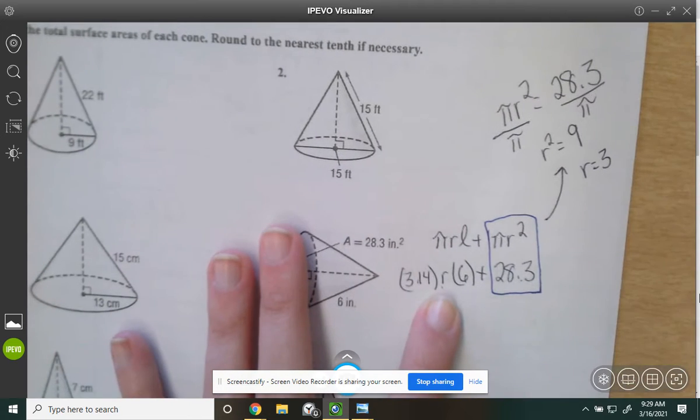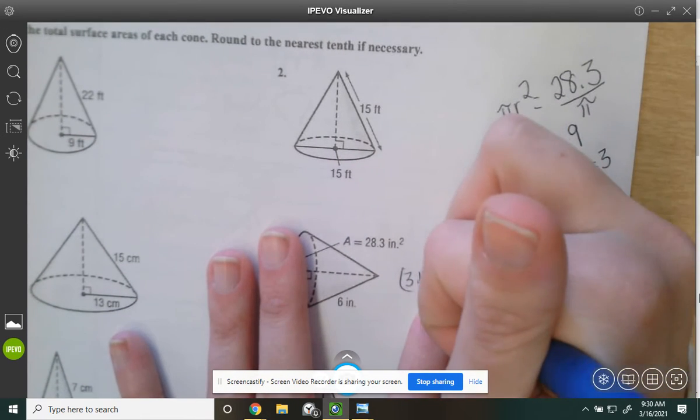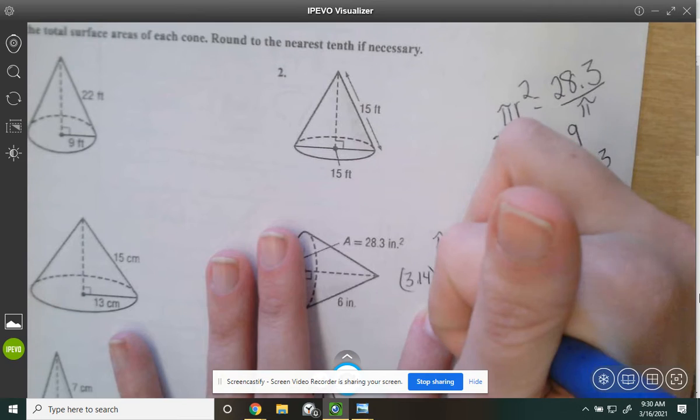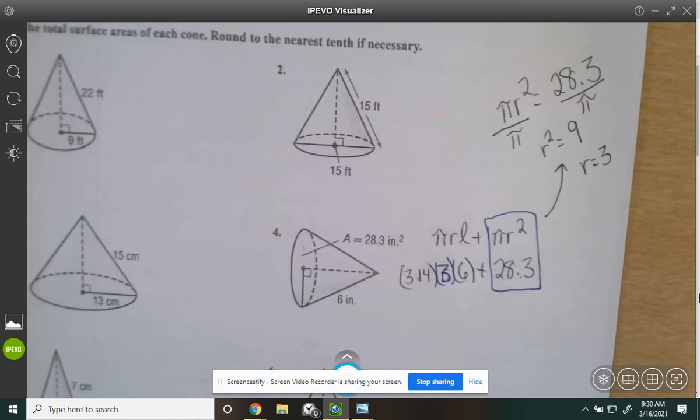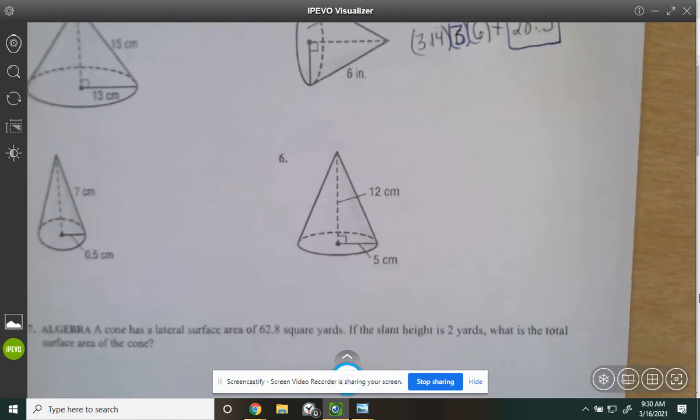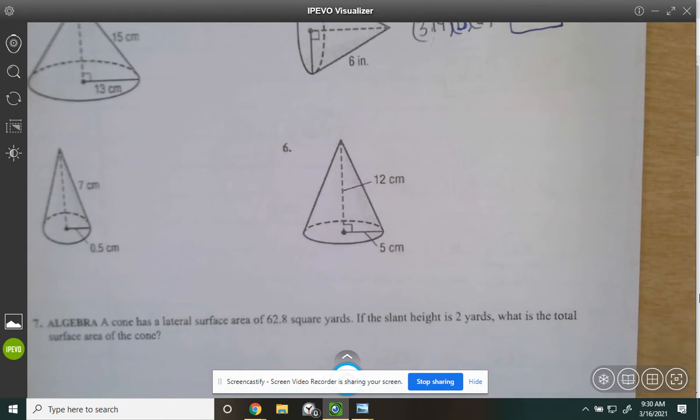So now you can go back in. Instead of r right there, we can put a 3. Then you can just calculate 3.14 times 3 times 6 plus 28.3, and you got your area for that one. Okay, you can go and do that now. I'm going to go ahead and move on to 6, so this video is not forever long.